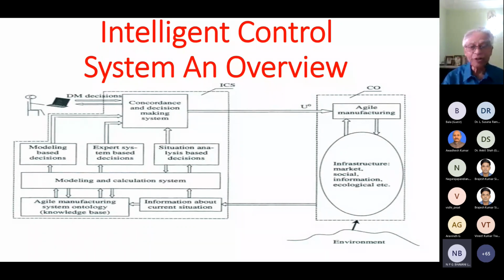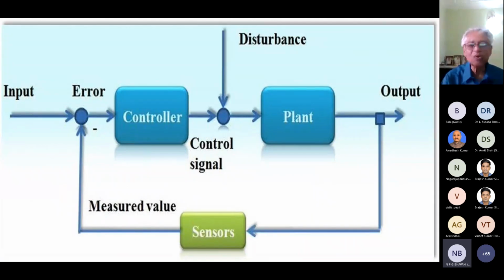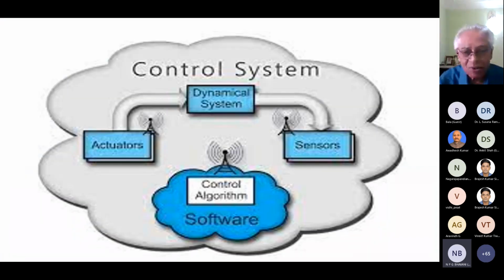In the intelligent control system overview, there is also infrastructure, market, social information, expert system, modeling based decision, situation analysis based decision, information about the current situation, agile manufacturing system, etc. And then the DM decision is there, the person is on the laptop, on the computer, and feeds the information accordingly to the coordination and decision making system, and that generates the controller signals. In general, you have the controller, you have the plant, the disturbances are also there, the sensor outputs are measured values, and the error is generated as in the old system, what we used to do earlier also. So this is what a control system is.